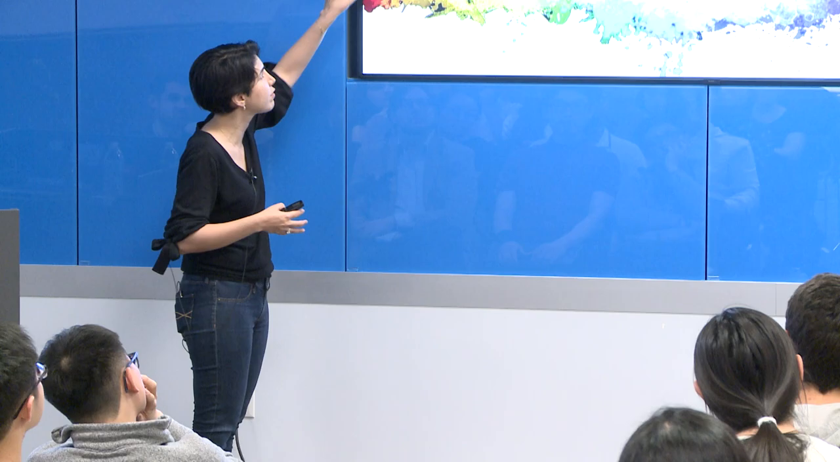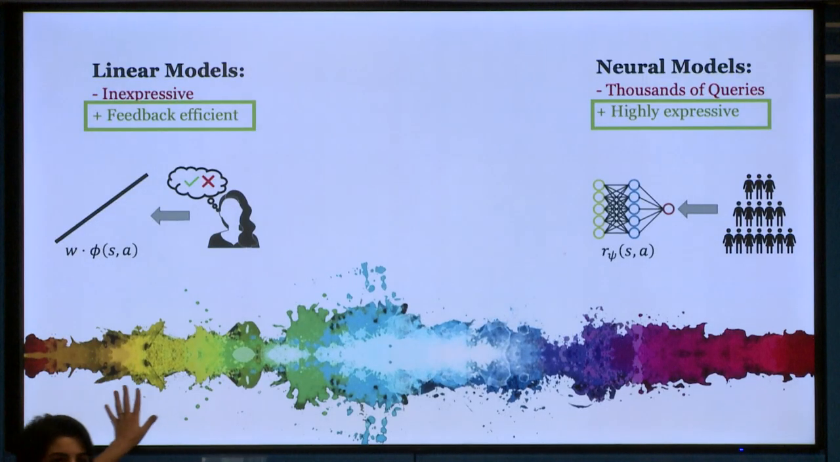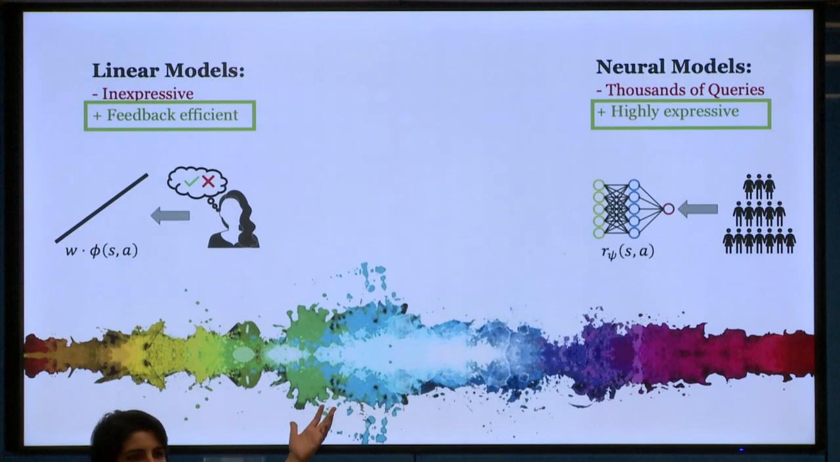So the question is, how could we really combine the best of both worlds? And it is difficult. I would say a lot of active learning work is really on this side of the spectrum. I'm not suggesting we have solved this in any way.